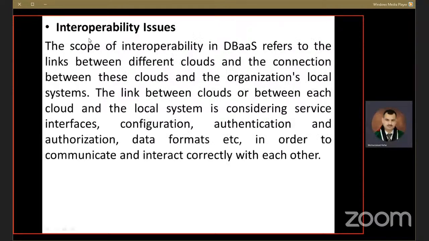The second challenge is interoperability issues. The scope of interoperability in database services refers to the links between different clouds and the connection between these clouds and the organization's local systems. The link between clouds, or between each cloud and the local system, considers service interfaces, configuration, authentication and authorization, data format, etc., in order to communicate and interact correctly with each other.